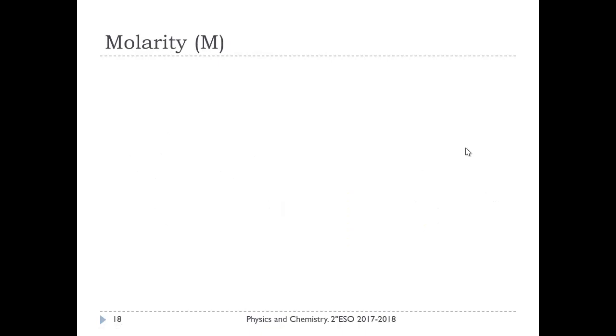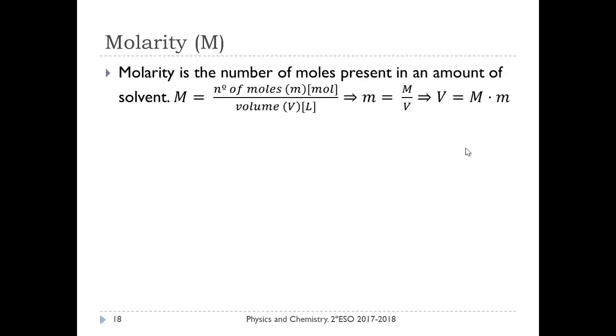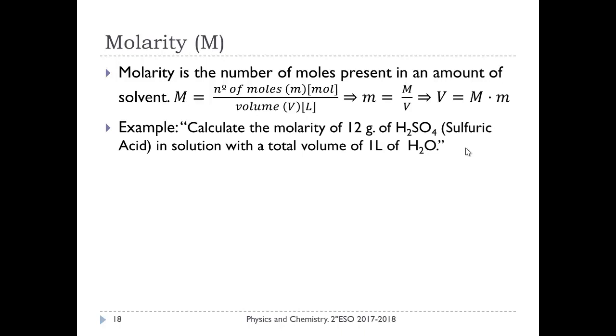Also, we can distinguish another thing which is called molarity. Molarity is the number of moles present in an amount of solvent. This is a way to measure the concentration of solutions. The equation is molarity, which we're going to call M, equals the number of moles, measured in moles, over the volume, which we are going to call V, measured in liters. Following this property, we can establish that the number of moles is the molarity times the volume, and the volume is the moles divided by the molarity.